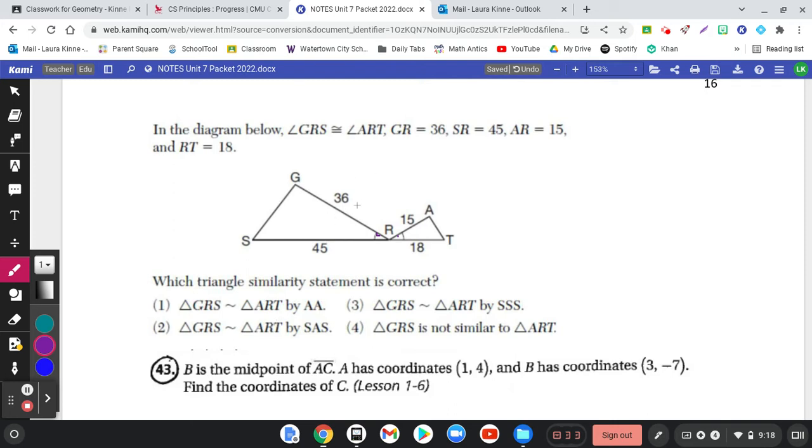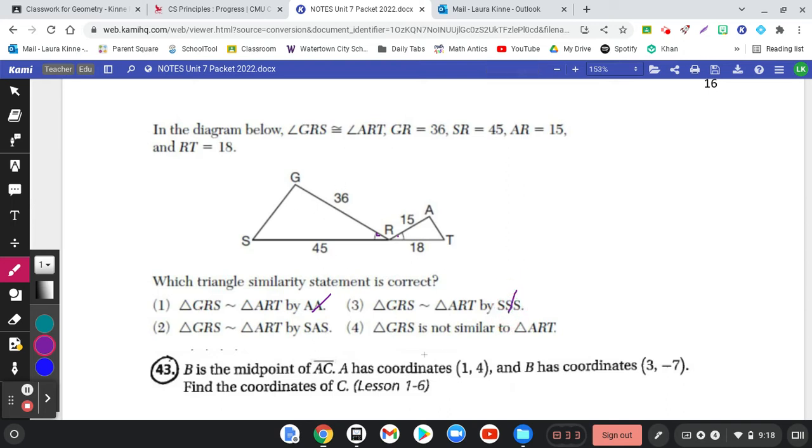All right. Well, notice it says by angle. I don't see any other angles, and there's no parallel lines, so it's not going to be that one. Okay. So it's either going to be by side, but again, look at, there's only two sides given.